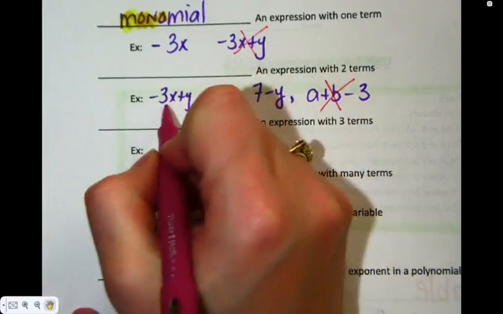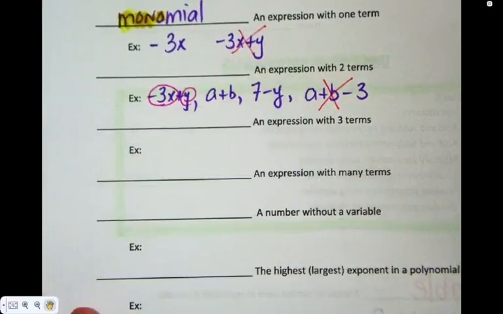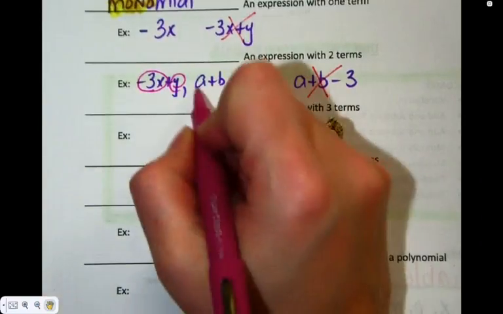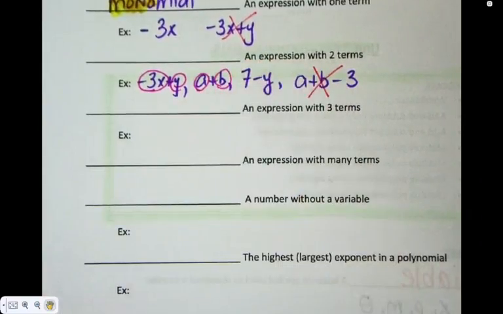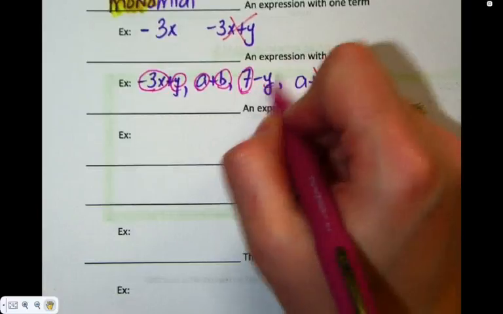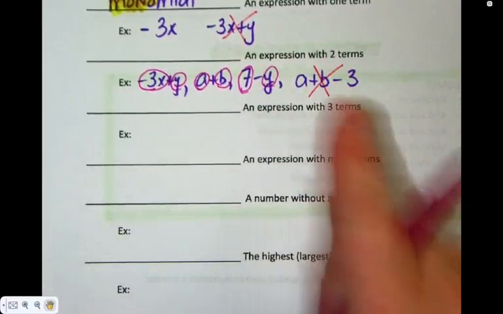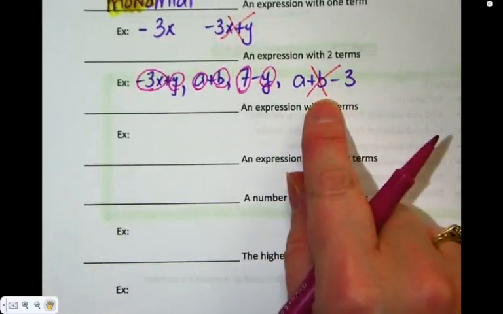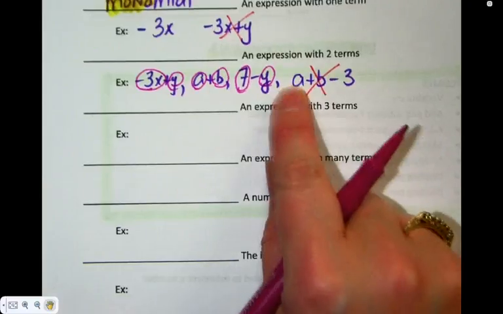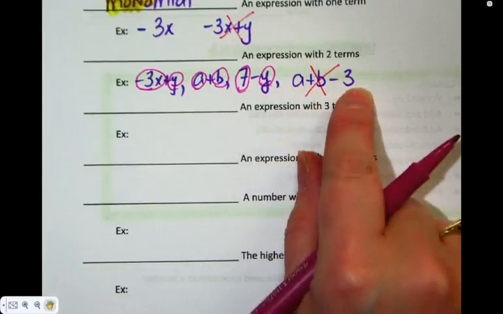And so for our examples, negative 3x is a term and y is a term. A is a term and b is a term. 7 is a term and y is a term. Why is this one a non-example? So this has 1, 2, 3 terms, and we're looking for an expression with 2 terms.